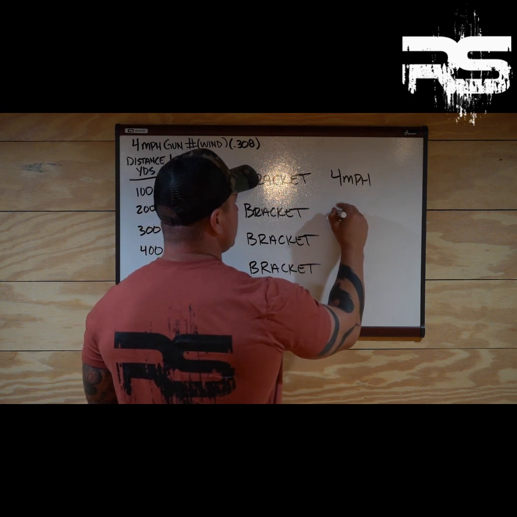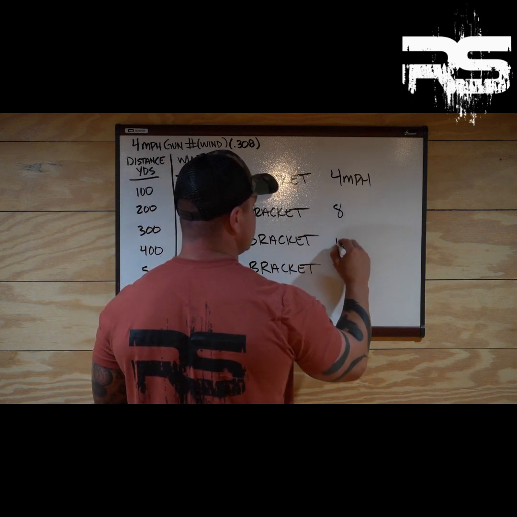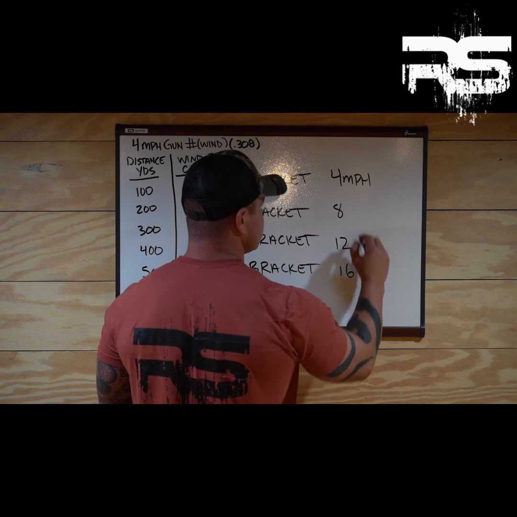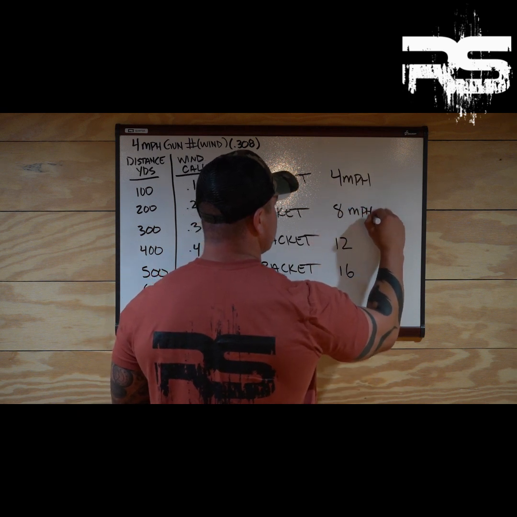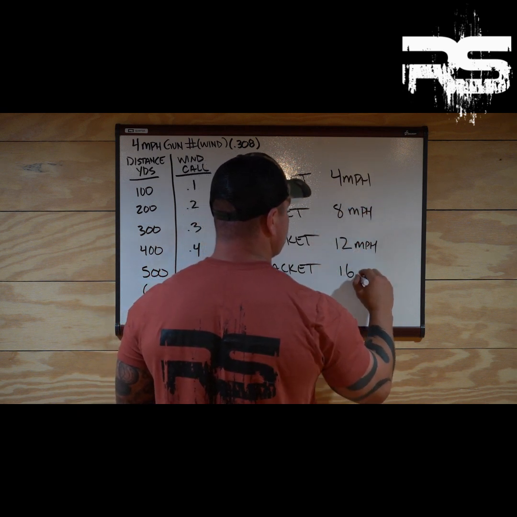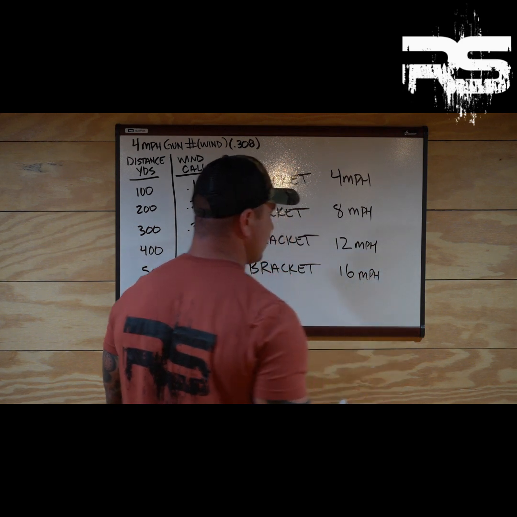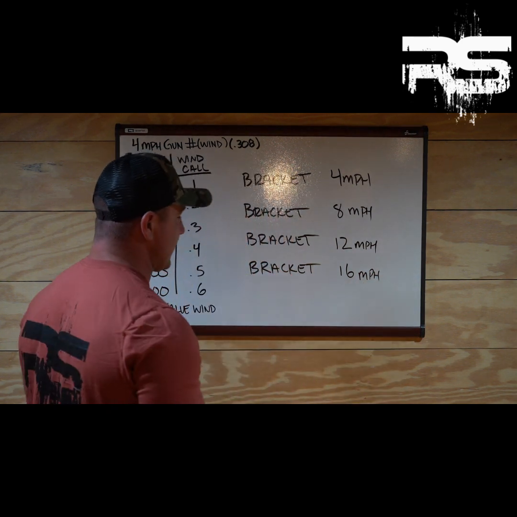Okay, so it will usually go up to about 4 brackets. So we have 4, 8, 12, 16 mile an hour. Okay, you can go to a 5th bracket.